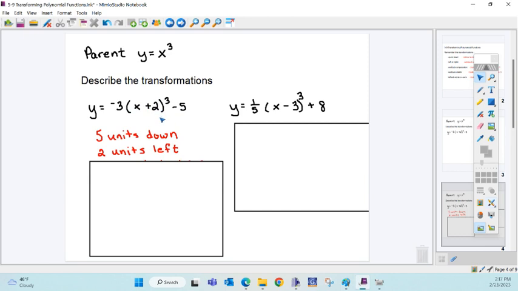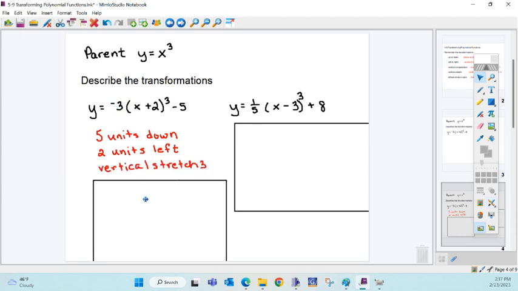And more, then the -3 means compression, right? Forget the negative for a second. Just look at the number without the sign. So if that number is bigger than 1, it means stretch. If it's smaller than 1, it means compression. So this is a stretch. What do you mean stretch or compression again?